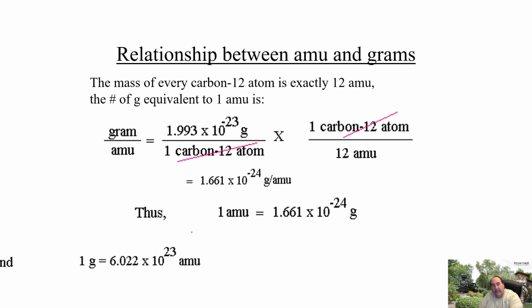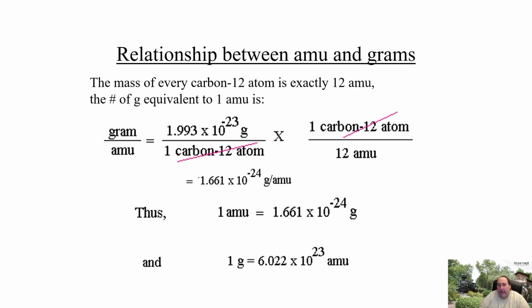Doing the calculation here, 1 AMU, atomic mass unit, and in your book I think they just use a U to represent that, equals 1.661 times 10 to the minus 24 grams. If you want to know how many AMU that is in a gram, you basically divide both sides by 1.66 times 10 to the minus 24. And that gives you that 1 gram is equal to 6.022 times 10 to the 23 AMU, pretty much Avogadro's number.